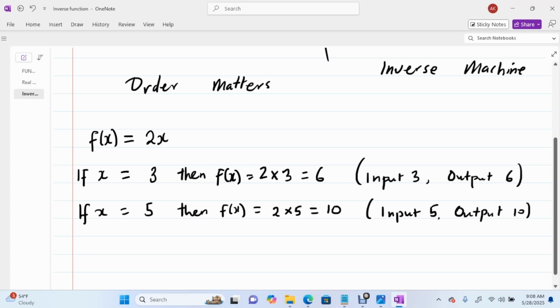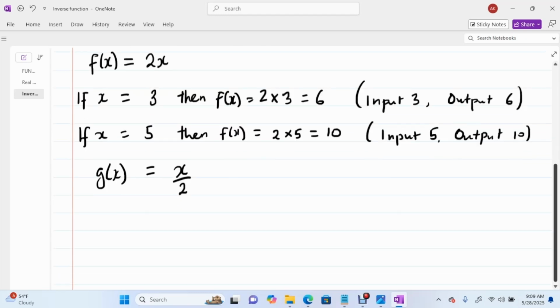And we know that g of x, all that it does is divide by 2. We saw it at the top there that it halves whatever we give to it. So g of x here is going to be x divided by 2. Hope that's clear. Okay, let's go on.